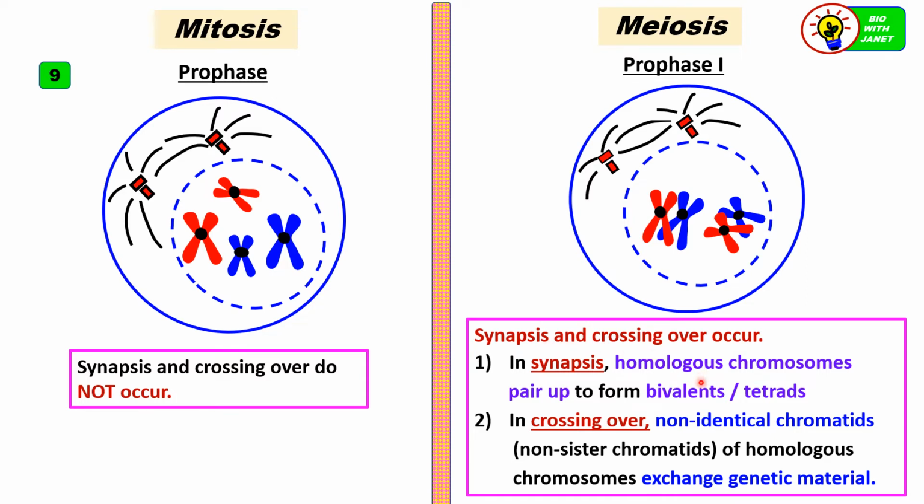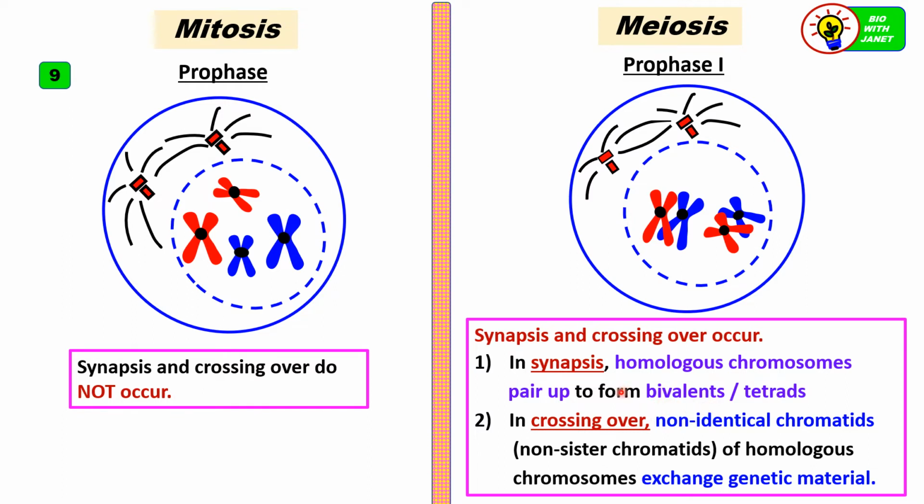Now, in synapsis, homologous chromosomes pair up to form bivalents or tetrads. This means that chromosomes of the same length carrying the same type of genes, one paternal chromosome and one maternal chromosome, pair up, they come side by side to form bivalents. Bivalents means 2 homologous chromosomes that are side by side. Or they form tetrads, because a tetrad consists of 4 chromatids. 2 sister chromatids from one chromosome and 2 sister chromatids from the other chromosome. So these two mean the same thing, bivalents and tetrads. Just call them bivalents, it's good enough.